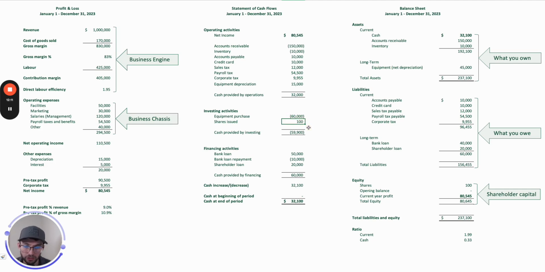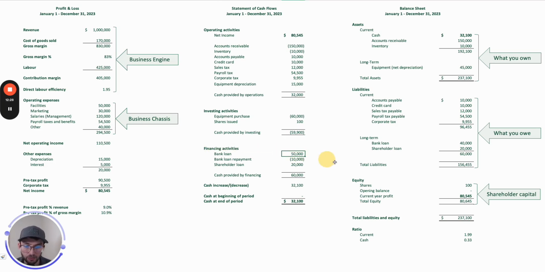Now, this was the first year, so some shares were bought by the shareholder, leading us to cash provided by investing. We had a total outlay of cash of $59,900.